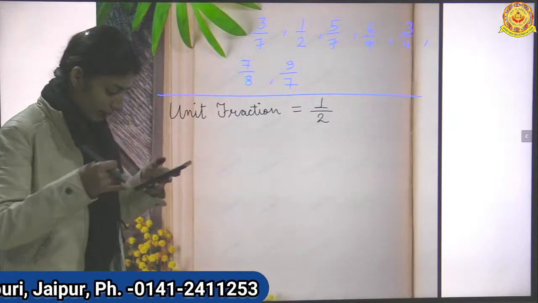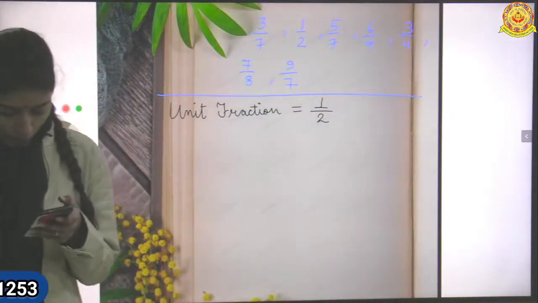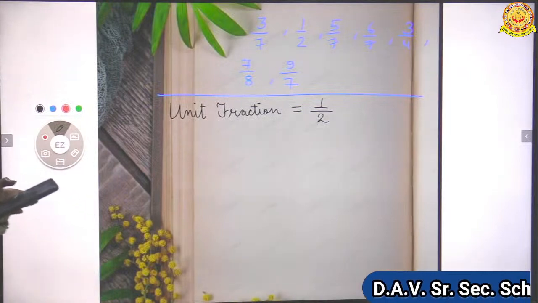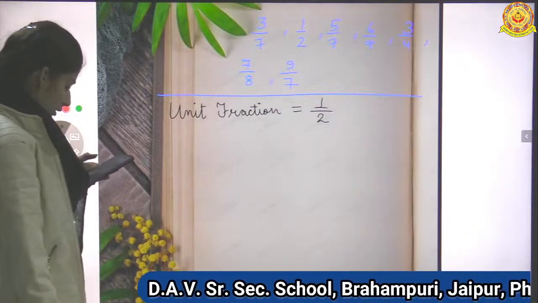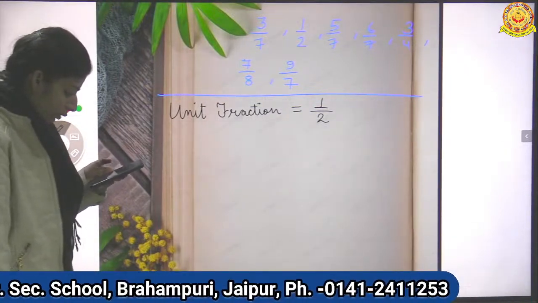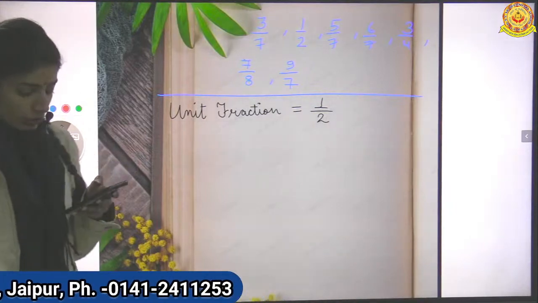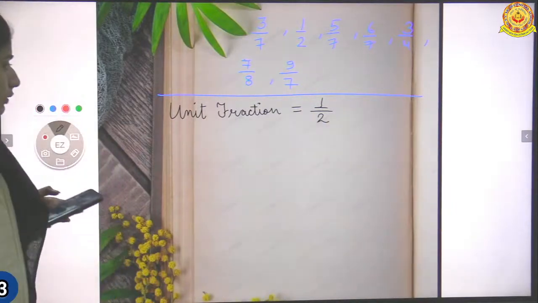Madhu, Arshi, Samya, Rishikesh, Khushbu, Rashmi. Rashmi, you have written wrong. Hemant, right, okay. Yes, Hemant, Sangeeta, Khushi, okay. Khushi, you have also written wrong. 7 upon 8 is not the unit fraction.